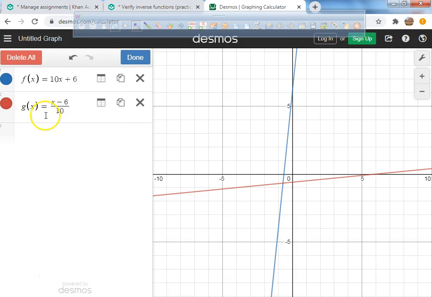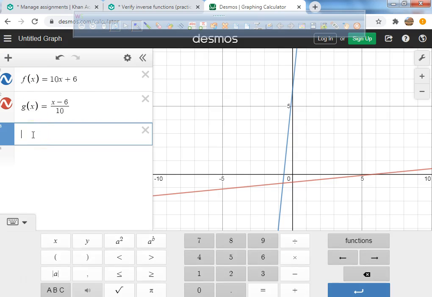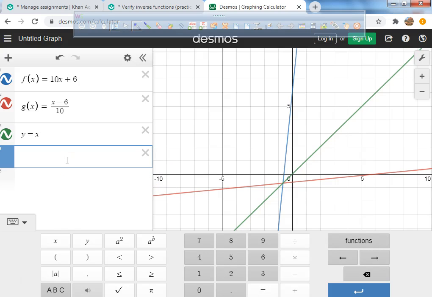All right. So there's f of x, beautifully graphed in Desmos. There's g of x, beautifully graphed. Now check this out. If they are inverses, what should they reflect across? Y equals what? Y equals x. Right now, do they kind of look like they reflect across y equals x upon first inspection? I agree, but you know what? Let's go even a step further.